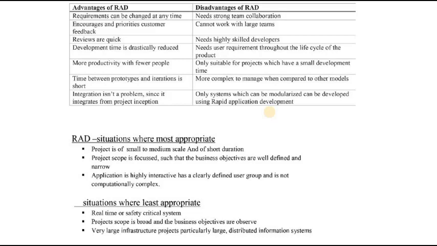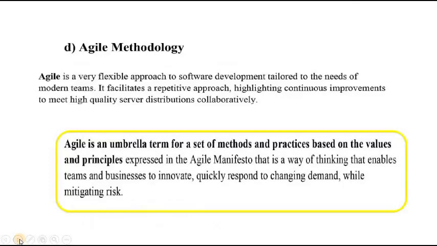What are the situations where the RAD model is most appropriate? The project is of small to medium scale and short duration. Project scope is in focus, such that the business objectives are well defined and narrow. The application is highly iterative, has a clearly defined user group and is not computationally complex. Situations where it is least appropriate: real-time or safety-critical systems, a broad project scope where the business objectives are obscure, and very large infrastructure projects, particularly large distributed information systems.